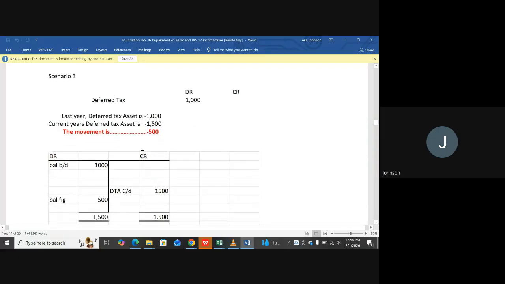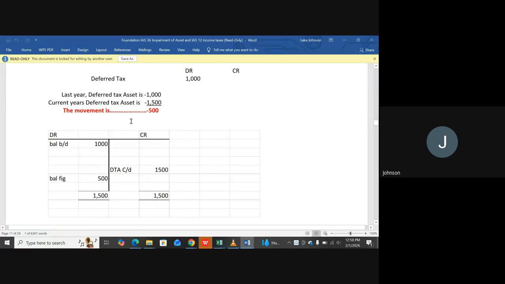Because it's an asset, we come to this place. Assets are always going to be on the debit side. We put the 1,000 on the debit side. Now, because the other one is also an asset, this 1,500, what do we now do? It's supposed to be on this side, so we carry it down to the opposite side.